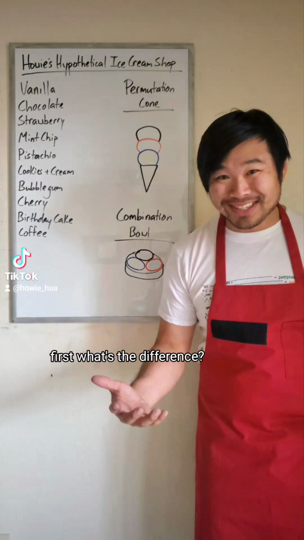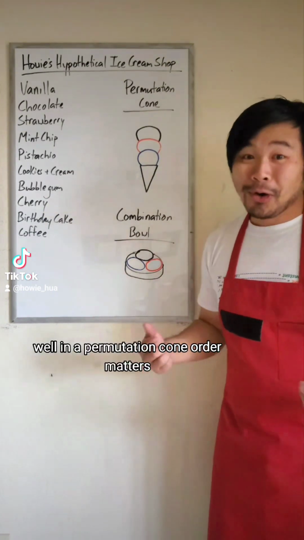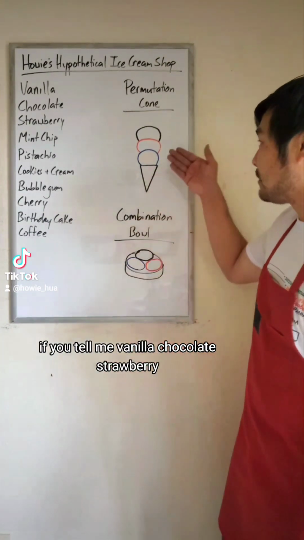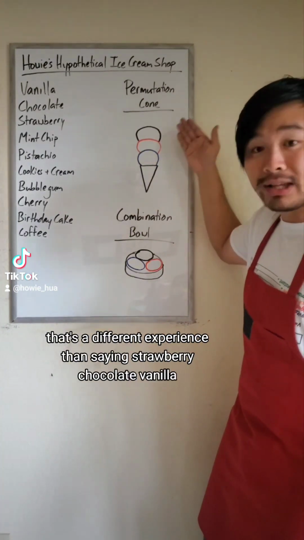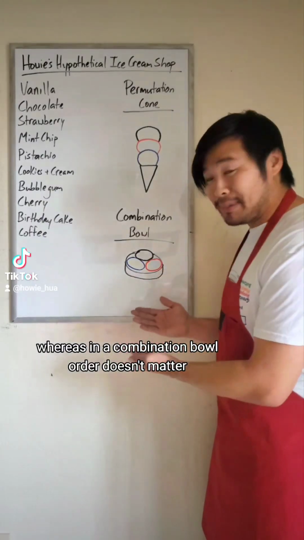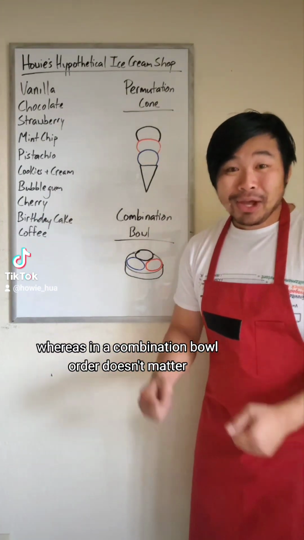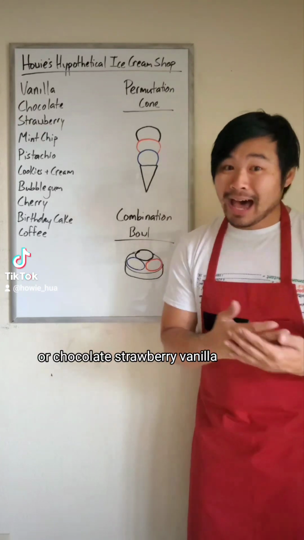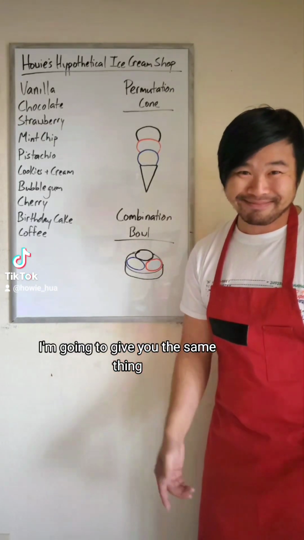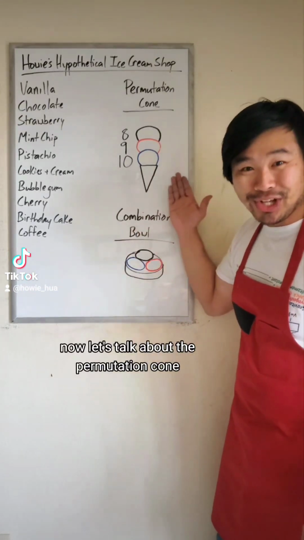First, what's the difference? Well, in a permutation cone, order matters. If you tell me vanilla chocolate strawberry, that's a different experience than saying strawberry chocolate vanilla. Whereas in a combination bowl, order doesn't matter. Whether you tell me vanilla chocolate strawberry or chocolate strawberry vanilla, I'm going to give you the same thing. Now, let's talk about the permutation cone.